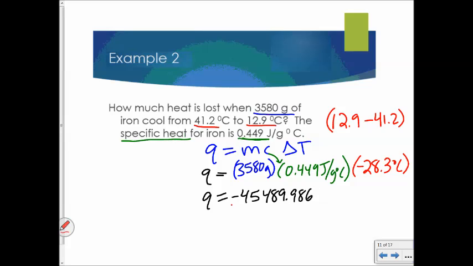Now, all this negative sign is telling me is that heat is being released. Cooling down, heat's being released. This is exothermic. If it was a positive Q, it would be endothermic and heat would be being absorbed. So that's all that's telling me, is that heat's being released.